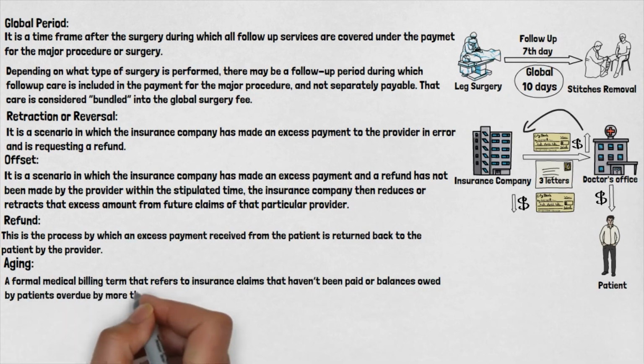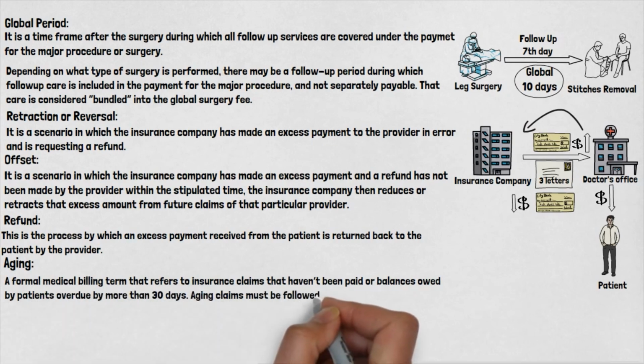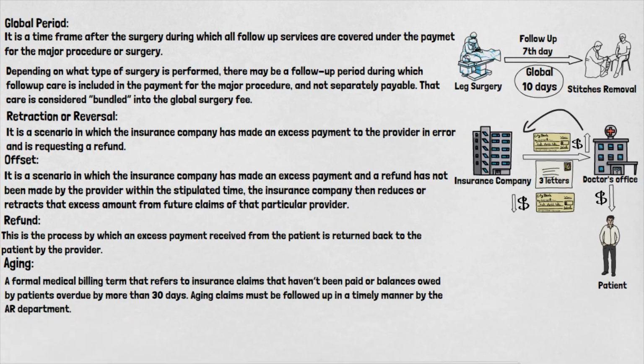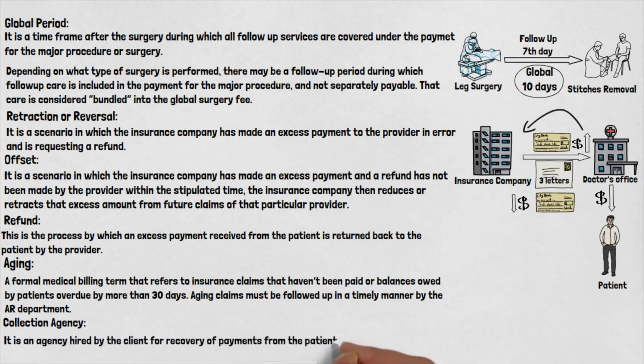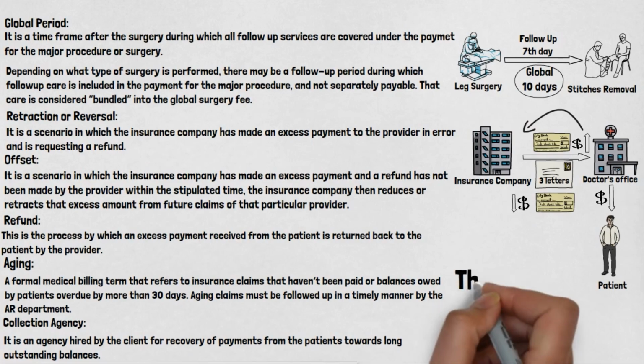Now the next one is aging, a formal medical billing term that refers to insurance claims that haven't been paid or balances owed by patients overdue by more than 30 days. Aging claims must be followed up in a timely manner by the AR department. Now the last one is collection agency. It is an agency hired by the client for recovery of payments from the patients towards long outstanding balances.